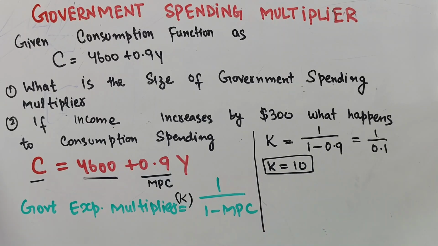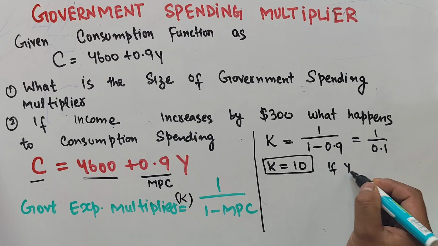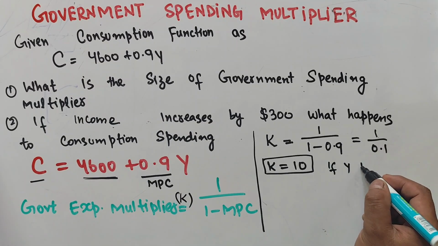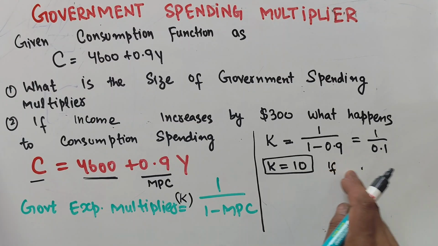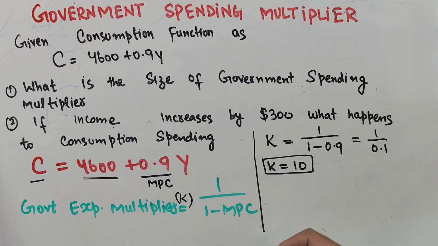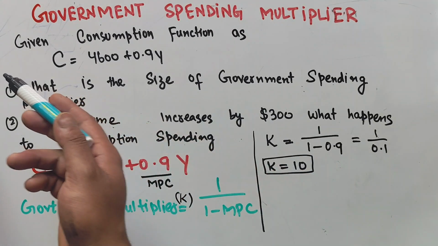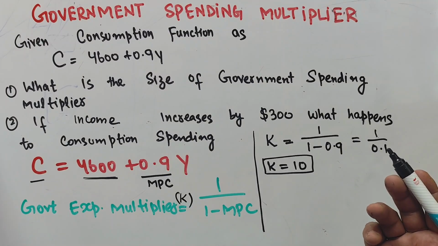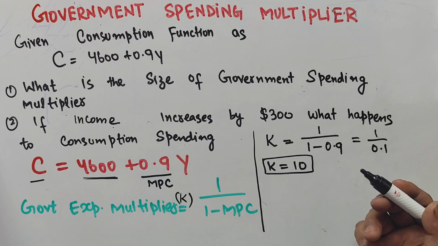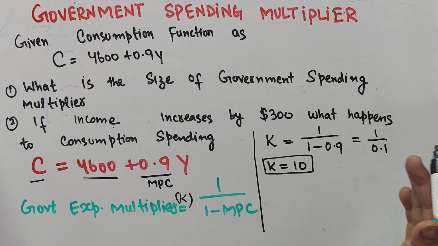What exactly does it tell us? It shows us what happens to the level of income when the autonomous variables in a national income model change, like investment or government spending. What happens to the level of GDP when the autonomous things change? Here it shows it is 10.